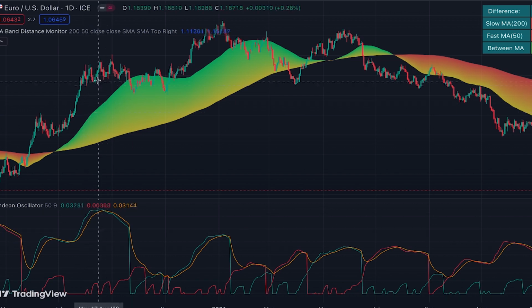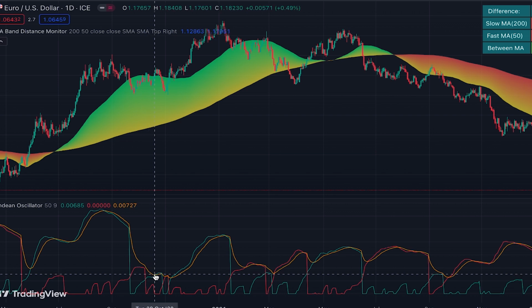We must wait for a pullback to enter a trade. When the price touches or goes inside the band, it shows that probably we are having a pullback, and with the help of the Andean oscillator, we can find out when the pullback has ended. When a pullback happens in the Andean oscillator, the green line goes below the red line, so we wait for the green line to go below the red line, which shows a possible pullback in the market, and then we wait for the green line to cross back above the red line and then cross above the orange line.